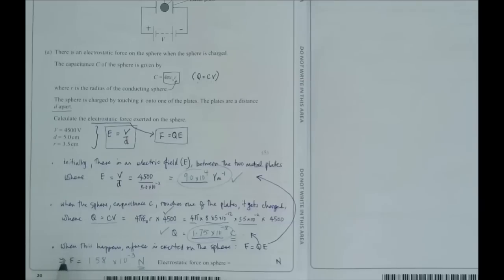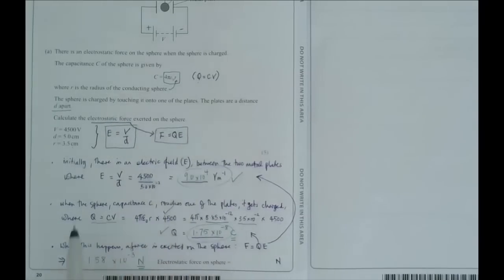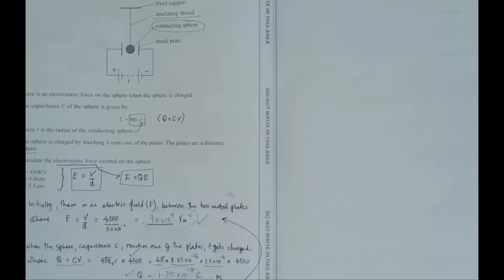Apologies for not having my screen showing the correct part of the page. When this happens, the force is exerted, F equals QE. This is a known equation. And then you multiply this number by this number, you'll come up with 1.58 times 10 to the minus 3 newtons. Okay, so now the next question wants you to analyze what's happening a little bit further.